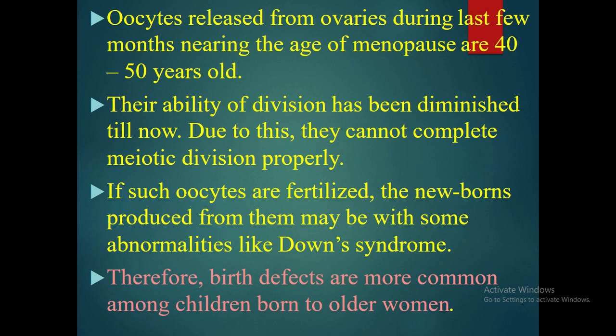The oocytes released from the ovaries during the last few months are 40 to 50 years old. Their ability of division has diminished, and due to this they cannot complete the meiosis division properly. If such oocytes are fertilized, then newborns produced from them may have some abnormalities like Down syndrome. Therefore, birth defects are more common among children born to older women.